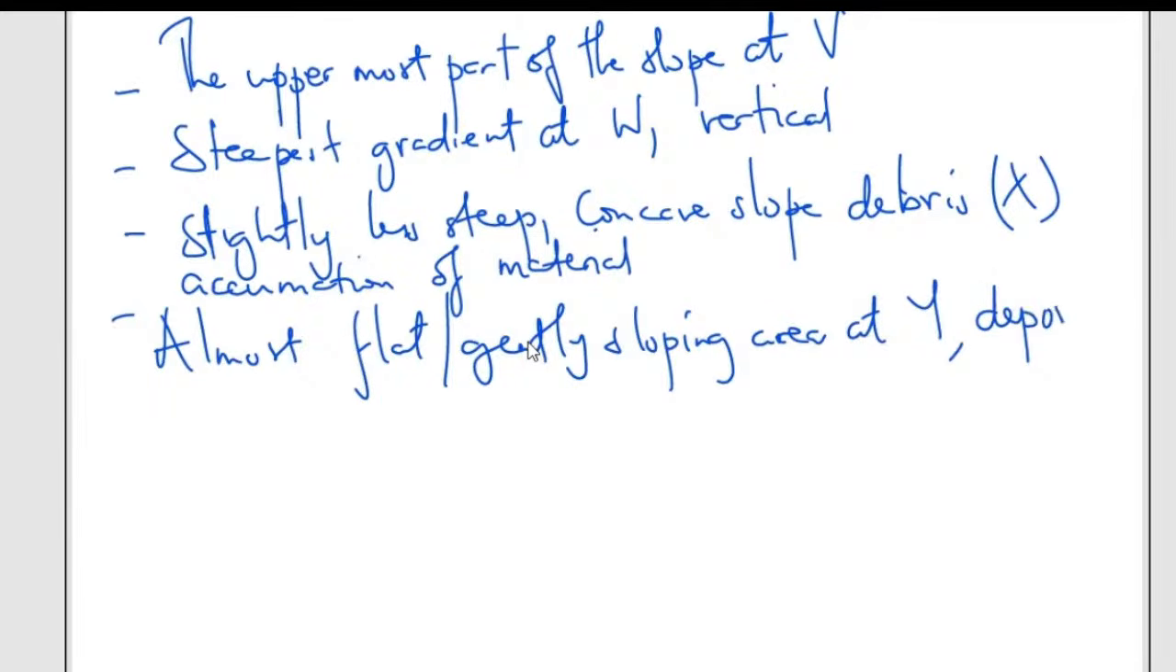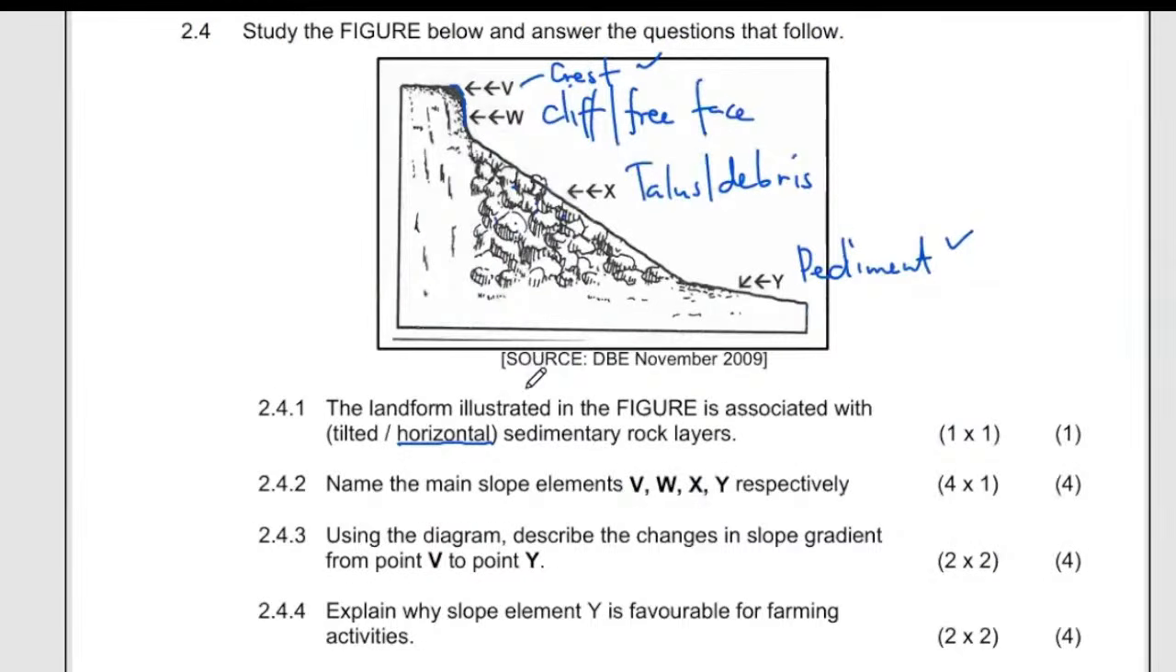And why is it gentle? There is evidence of deposition of material there. We have a flat or a gently sloping landscape at Y, which is the pavement, because of the deposition of material. All right, that is basically how we can describe our slope from the onset of our feature to the bottom.